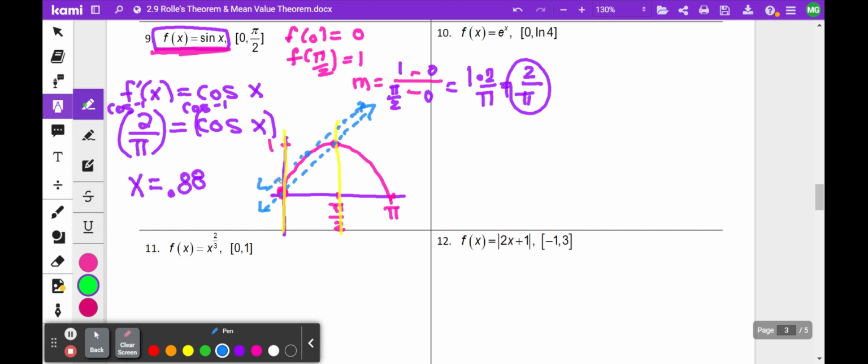Okay, so let's look at this. Pi divided by 2 is 1.57, if we had to put it as a decimal. So close to halfway, close to pi over 4. Somewhere in here is 0.88, where the slope is the same.